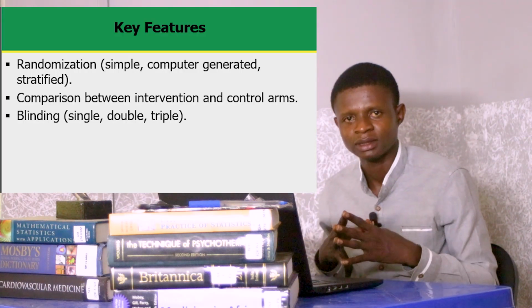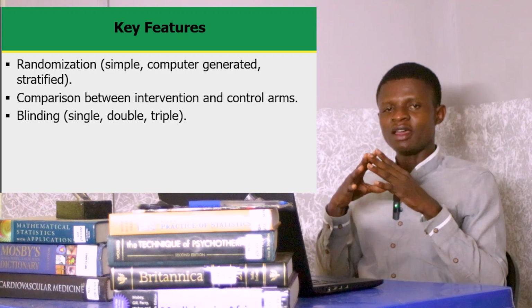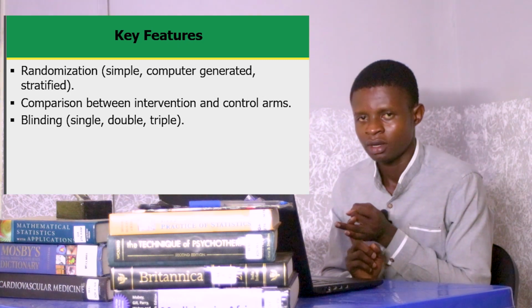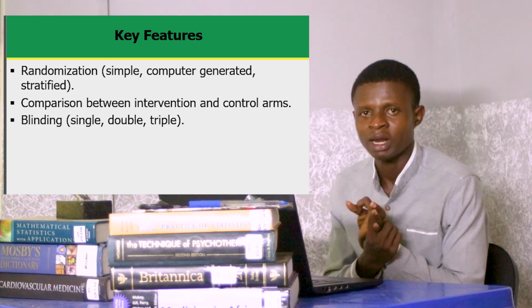Then we have blinding. Blinding is a very broad aspect of randomized control trial. So I will just give an introduction of blinding here. I have a lesson on blinding in detail. So in blinding, we have several types of blinding. Then we have the single blinding, the double blinding, and then the triple blinding. These are the three popular blinding types.